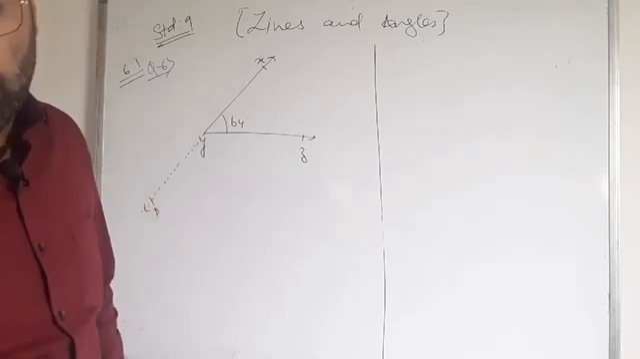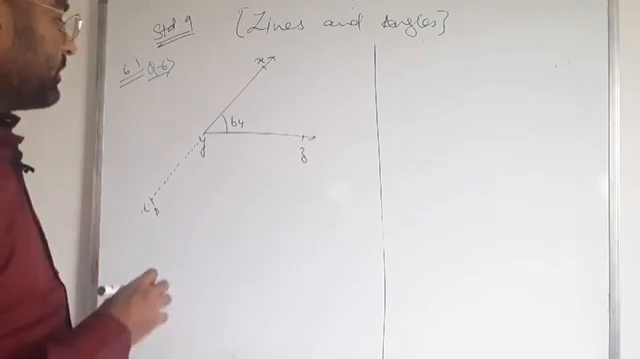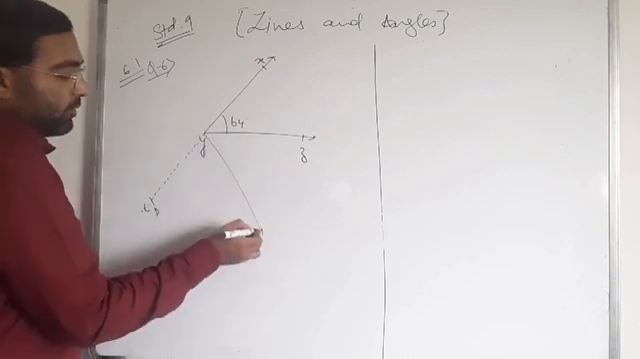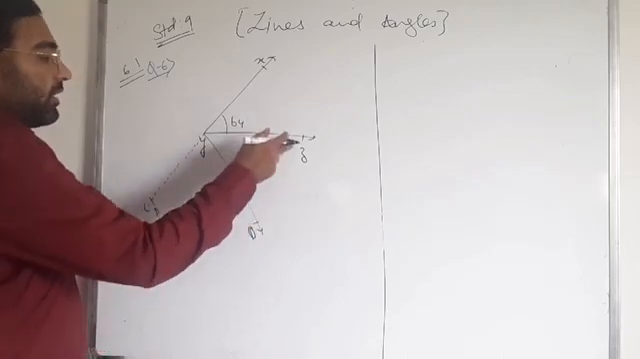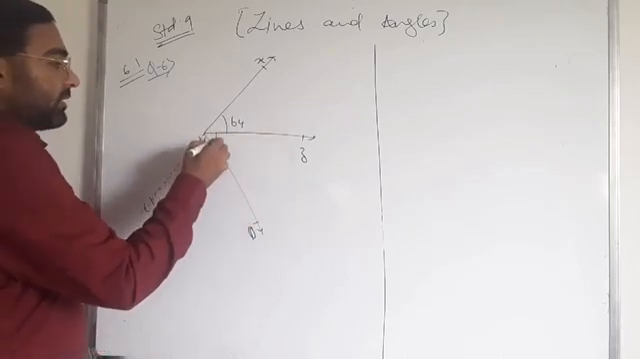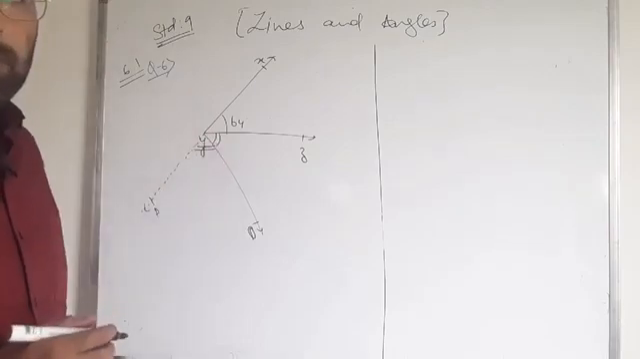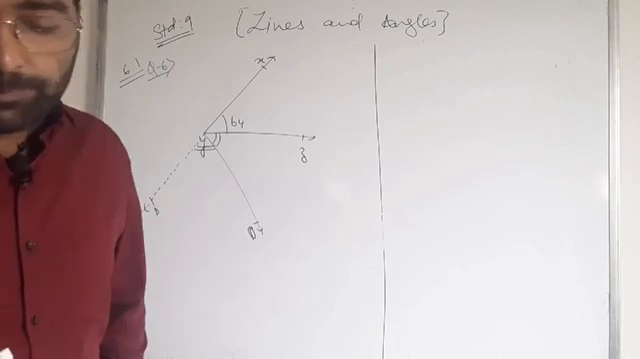Draw a figure from the given information. If ray YQ bisects angle ZYP, here is my YQ, that bisects the angle ZYP. Bisect means to make two equal parts.